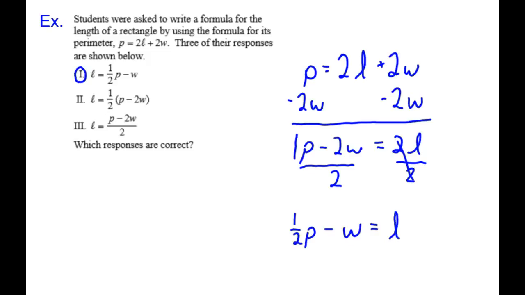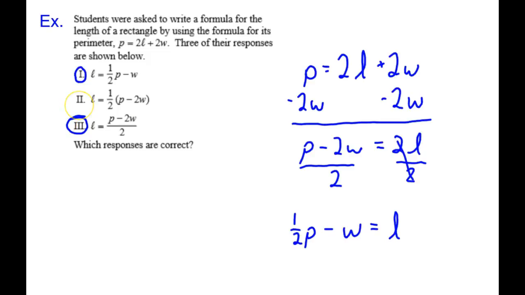Also, if I look a step above, where I have P minus 2W divided by 2, that is option 3 up above. L is equal to P minus 2W divided by 2. It's just that option 1 is actually a little more simplified.